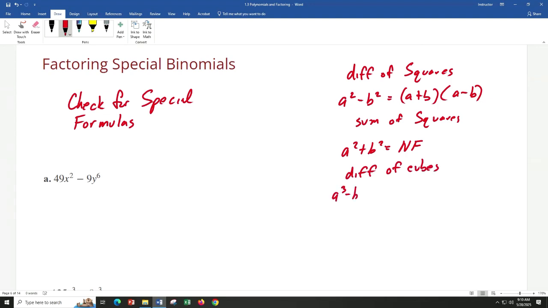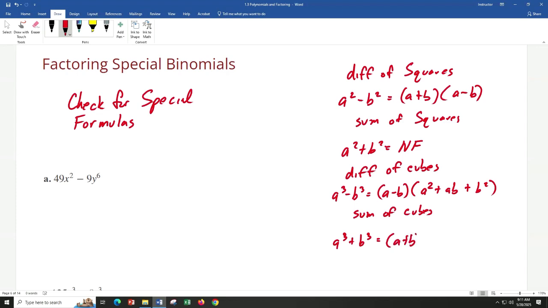You have a cubed minus b cubed. That turns into a minus b, a squared plus ab plus b squared. And then we have a sum of cubes, which is a cubed plus b cubed. And I apologize for my handwriting. Running on a big screen, it's getting lower toward the bottom of the screen right now, so it's a little harder to write. A plus b, a squared minus ab plus b squared.